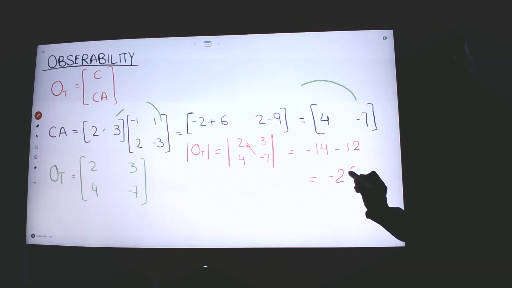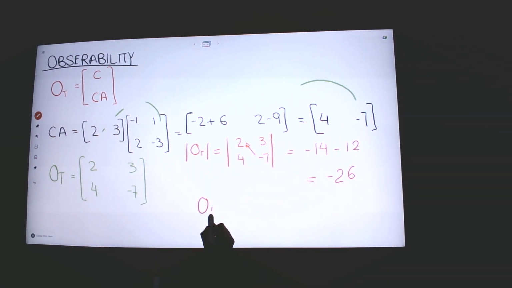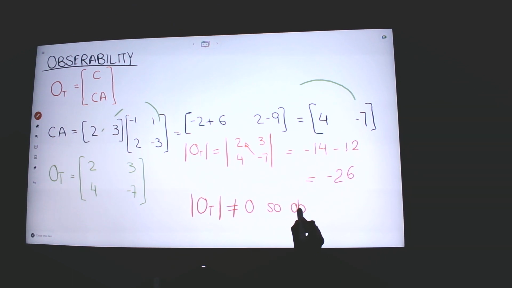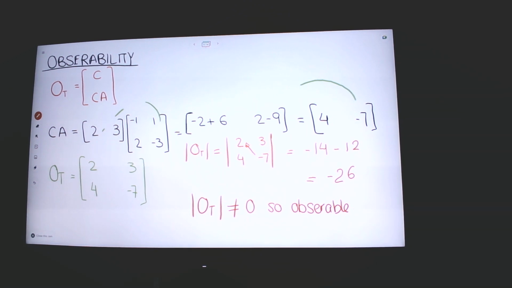Minus 26. Now, it is not equal to 0, so it means it's observable. So we can observe the system and we can control the system.